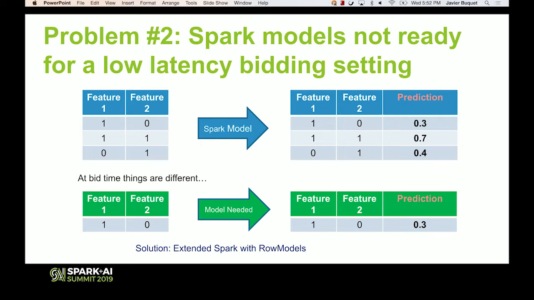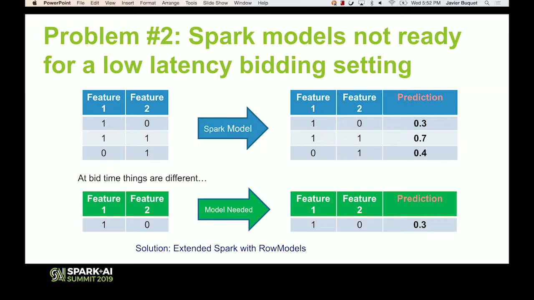But how about the setting or scenario we have at real-time bidding, in which we have an incoming bid request, and immediately, in less than a millisecond, we need to respond with a bid. In this case, we don't have the luxury of creating a Spark context. We don't have the luxury of running a Spark job, or even Spark streaming, because of the low latency. So at bid times, things are different.